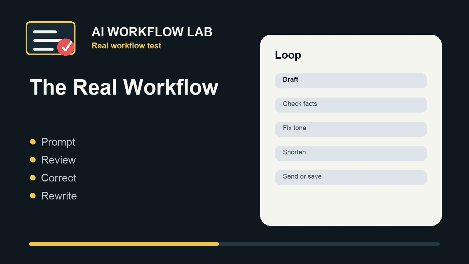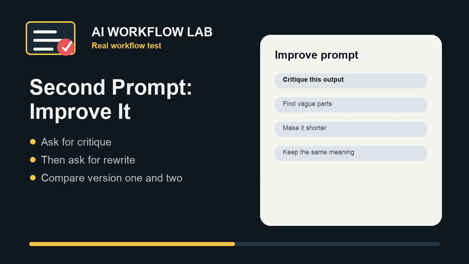The second prompt is where the quality usually improves. Ask, critique this output. Find anything vague, too long, too formal, or unclear. Then rewrite it shorter while keeping the same meaning. This turns ChatGPT from a generator into an editor. If you want the output to sound more like you, give it a small style sample.